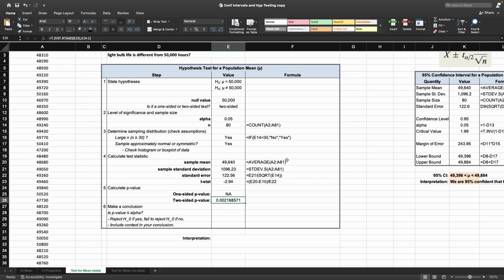And actually, I made a mistake here. That was the formula for one-sided. So let's try this again. Equals T.DIST. We actually want the dot 2T, so T.DIST.2T. So we want absolute value of our test statistic, and then n minus 1 degrees of freedom, so 80 minus 1, and enter. Okay. So this is the formula we're going to use.